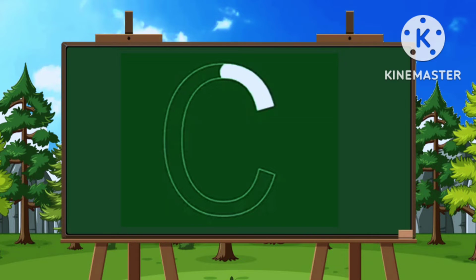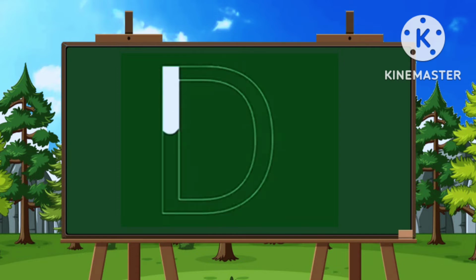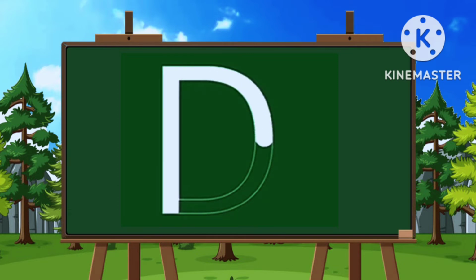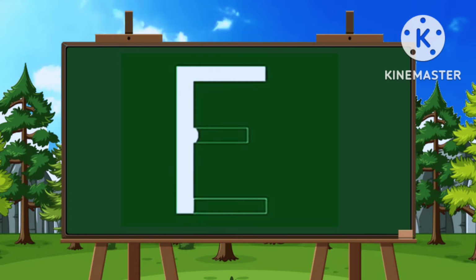C. A big half a round open on right hand side. D. Standing line, half a round, joining the two ends. E. Standing line and three sleeping lines up, down and middle.